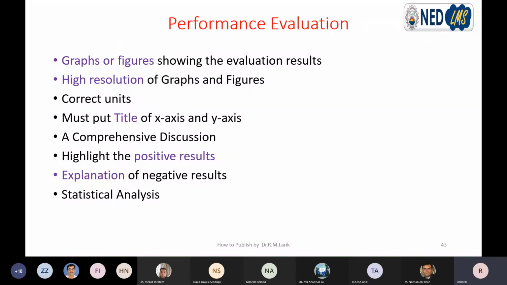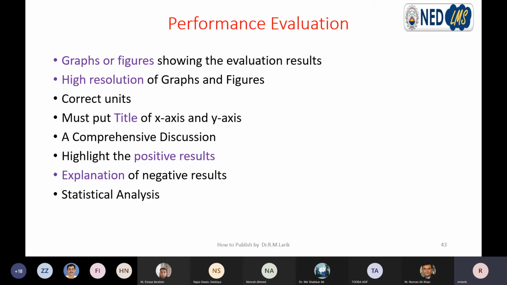Performance evaluation: the graphs and the figures must have a high resolution, right? These must not be copy-pasted. They should be drawn by yourself. Maybe you use different tools, Visio or other tools, right? And draw your flowcharts and your graphics. The resolution should be very high, very clear.